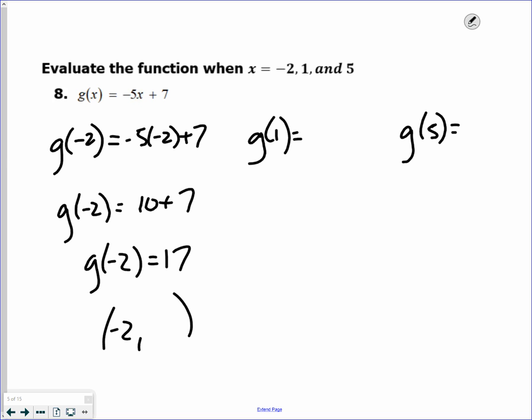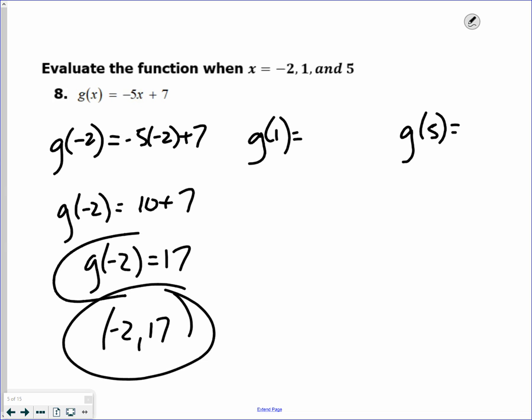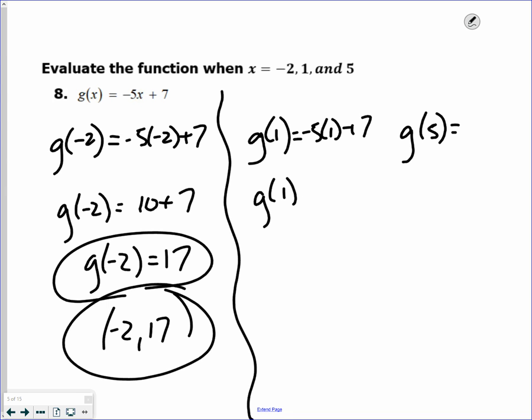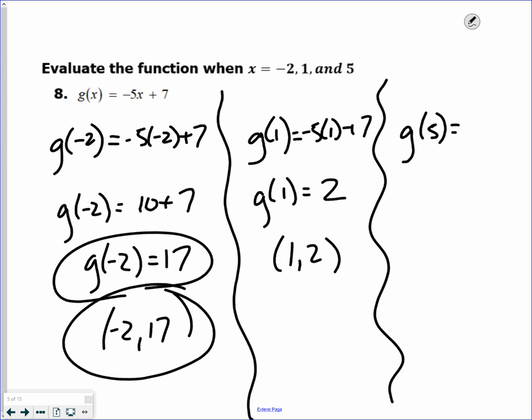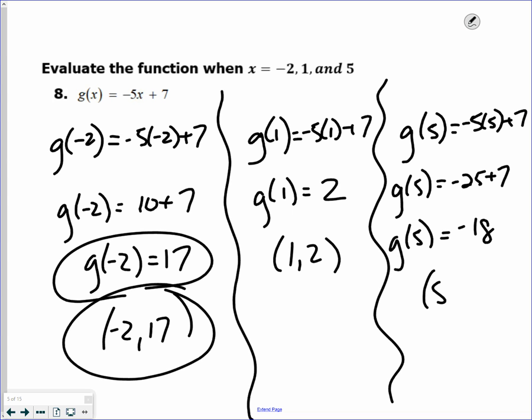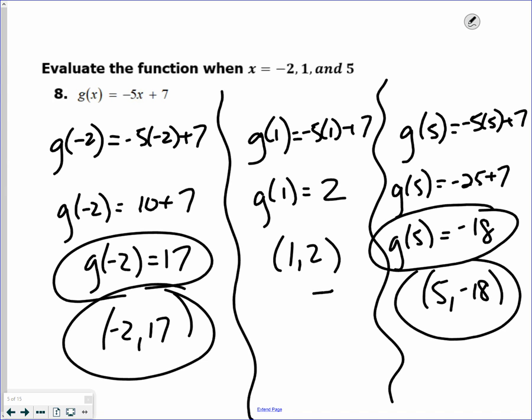You can also write that as the point -2, 17. Now, plugging 1 in. -5 times 1 plus 7, so g of 1 equals 2, or as the point 1, 2. And -5 times 5 plus 7, so g of 5 is equal to -25 plus 7, so g of 5 equals -18, or the point 5, -18. Notationally speaking, you can write it either in functional notation or as a point.